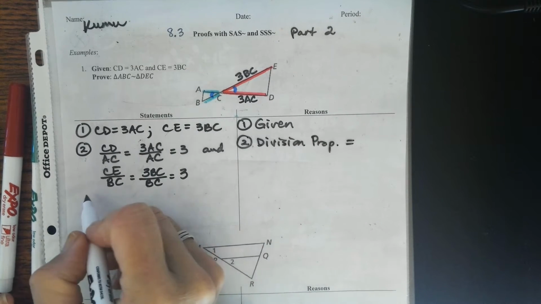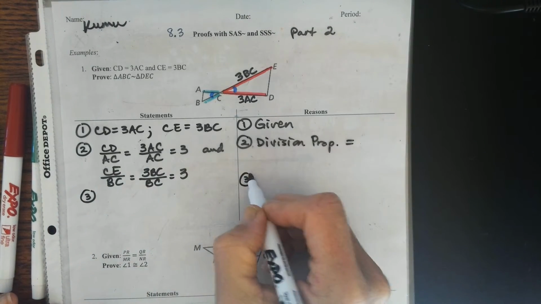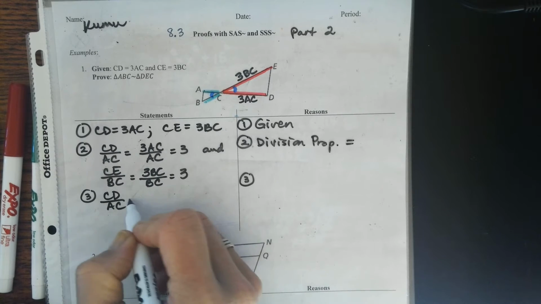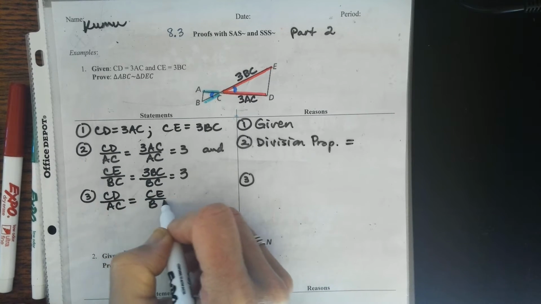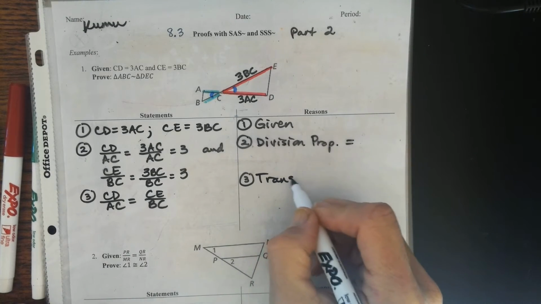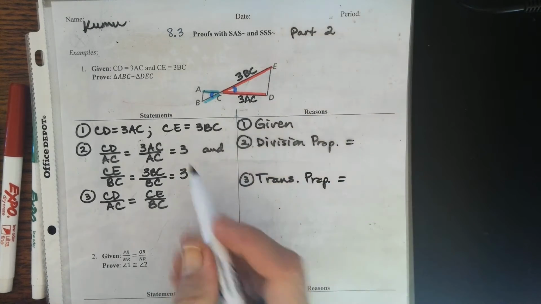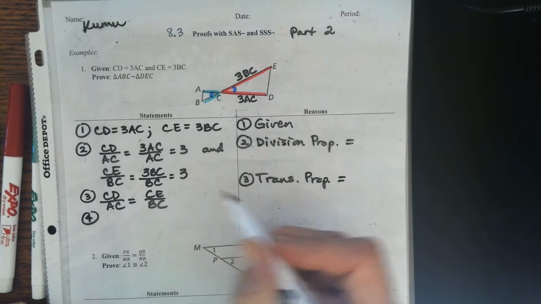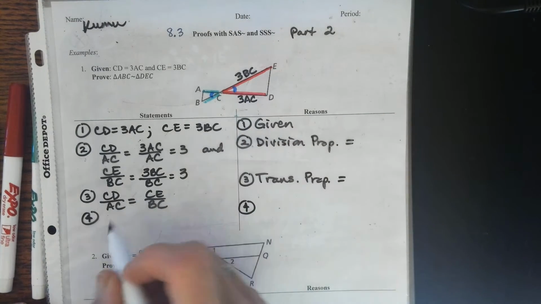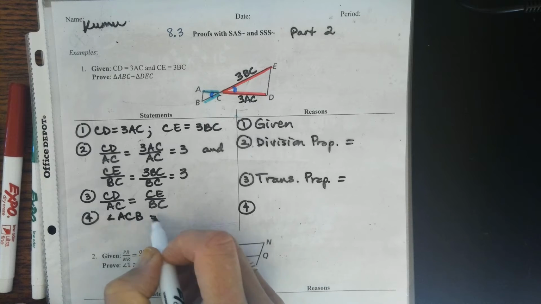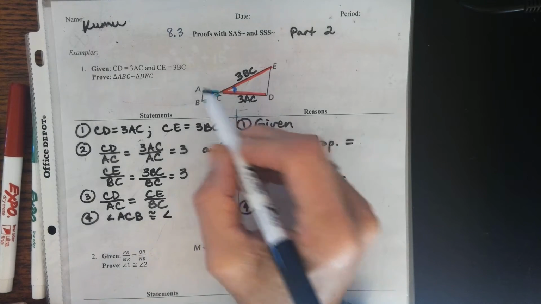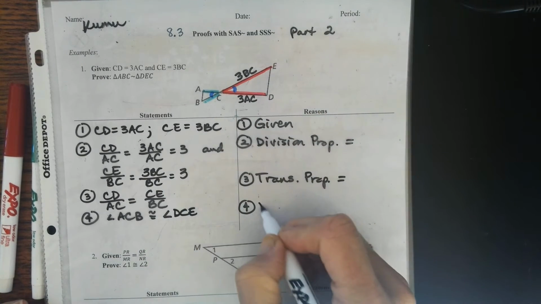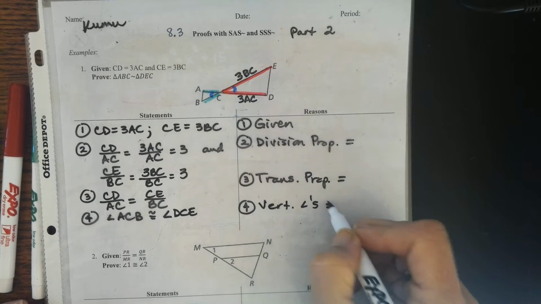And then I can say, since they're both equal to 3, they must be equal to each other. Ta-da! CD over AC equals CE over BC, which is what we want. But that, of course, is the transitive property of equality. Right? They're both equal to the same thing. And then, as I mentioned, I need to use those vertical angles. So angle ACB is congruent to angle, so that corresponds to D, so it's got to be DCE. And that's because vertical angles are congruent.